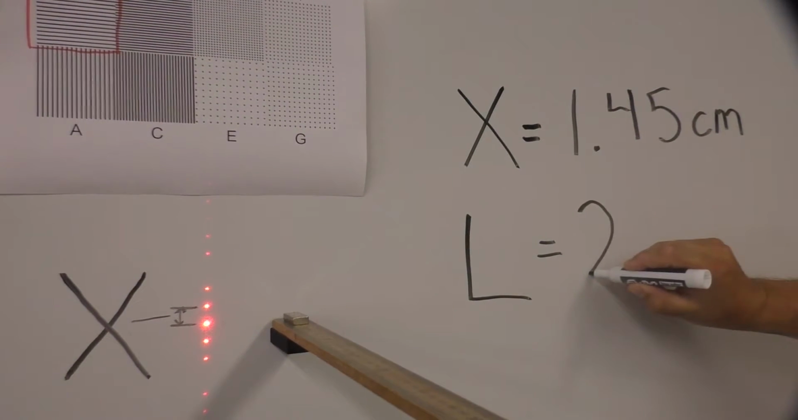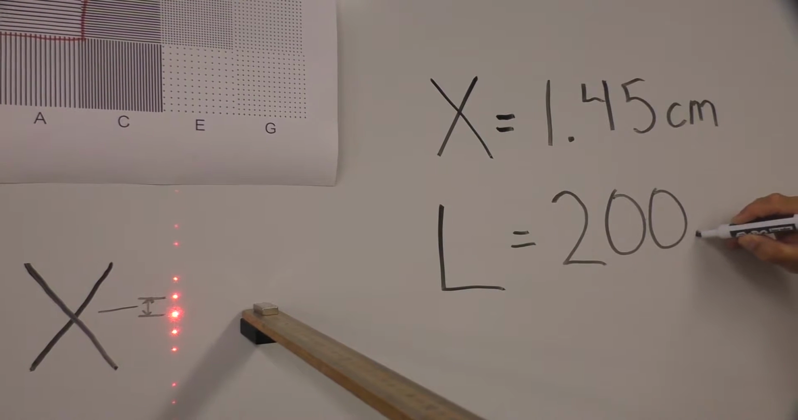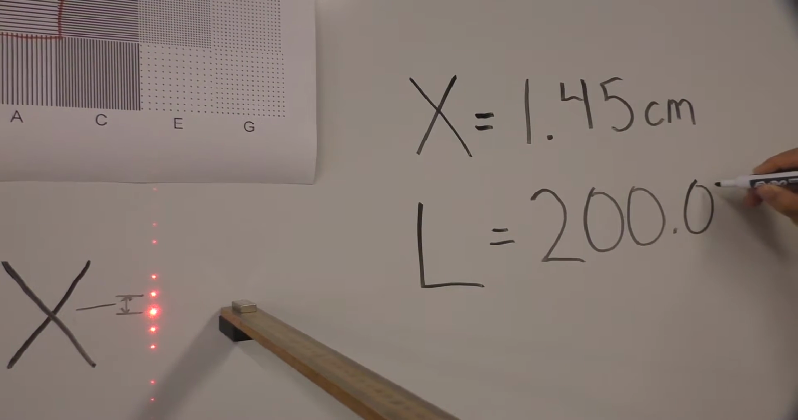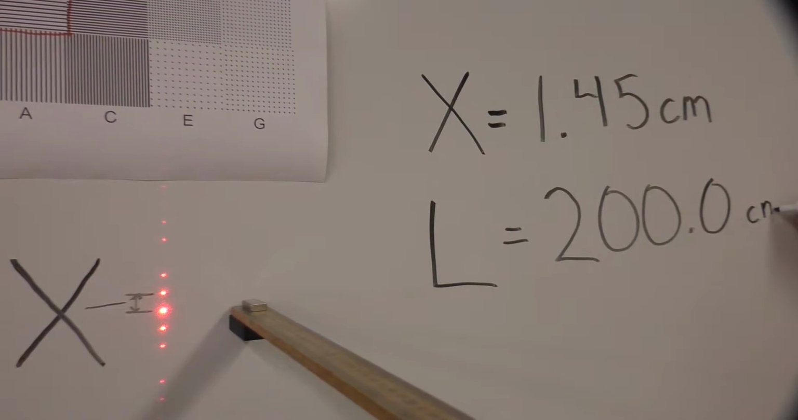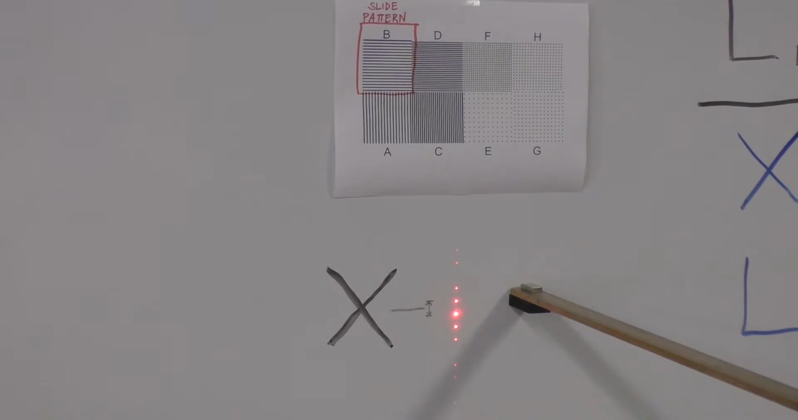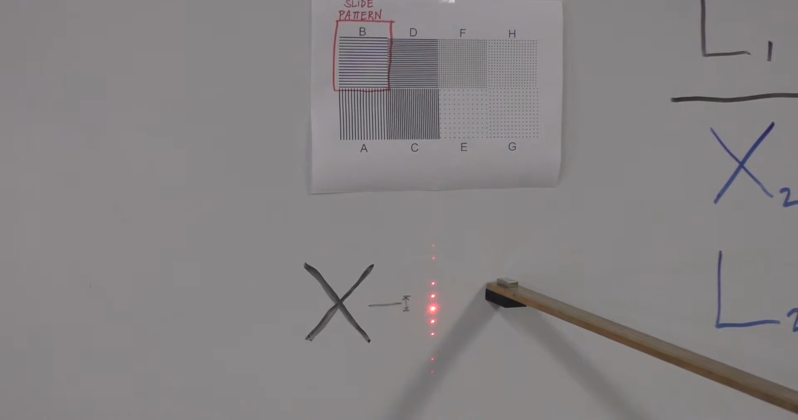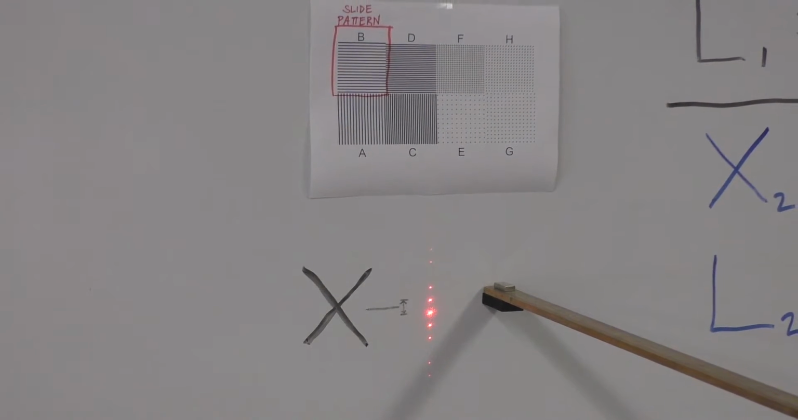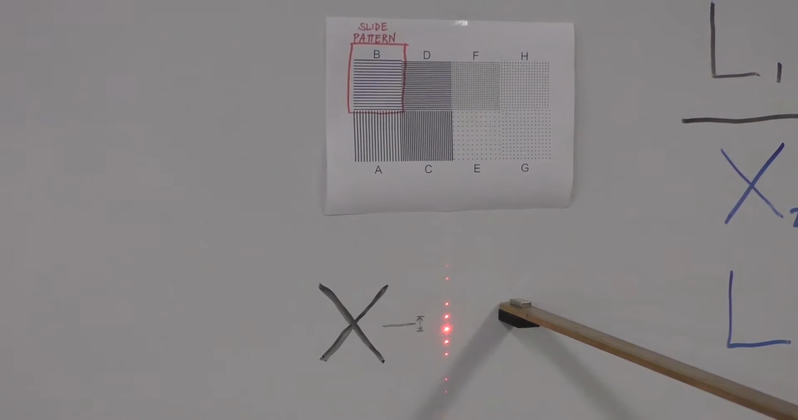And the length L between the screen and the slide was 200.0 centimeters. In part 4, your objective is to find the relationship between X, the distance between the spot pattern on the screen, and L, the distance from the screen back to the original slide.